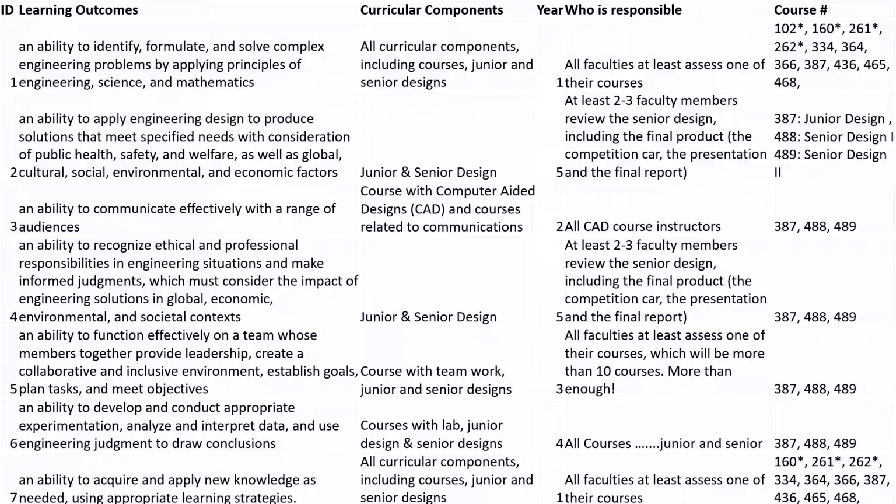So in this example, I've been using this automotive engineering example for all these video series. This program has 7 learning outcomes. And you can see here that learning outcomes number 1 and 7, we are looking at in year 1. This is a 5 to 6 year accreditation cycle, so we're trying to complete everything in a 5-year cycle.